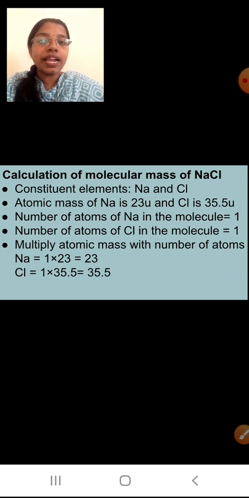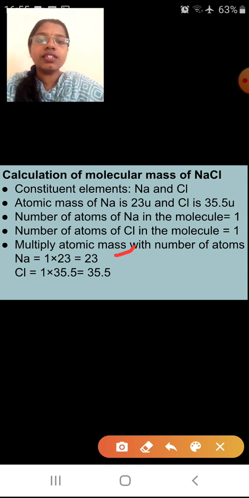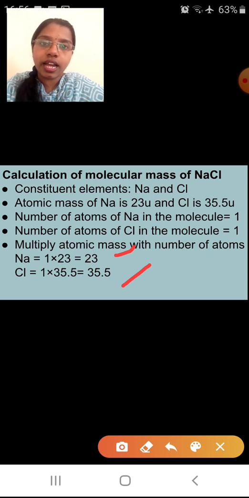Now multiply atomic mass with the number of atoms. I have to multiply 23 into 1 and 35.5 into 1. Can you see I have done it here? Na is 1 into 23, answer is 23. Chlorine is 1 into 35.5, answer is 35.5. This much I hope you understood. Easy to understand. We have just taken the constituent elements, their atomic masses and how many atoms are present, and multiplied them.